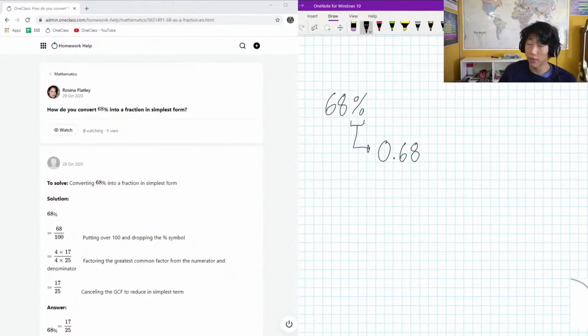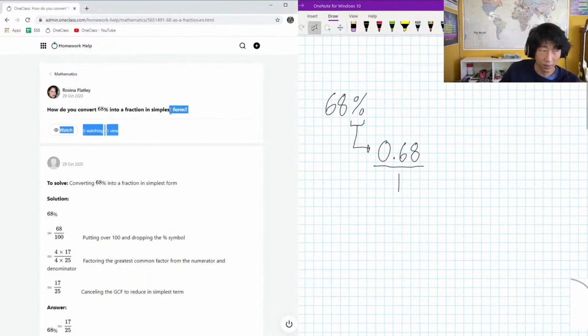Pretty much any number is already a fraction if you just say divided by 1, right? This is a fraction, but it is not a fraction in its simplest form. So we want to make this a little bit more simple, and we don't want any decimals, we just want nice whole integer numbers in our fractions. So this 0.68 on the top is unacceptable.